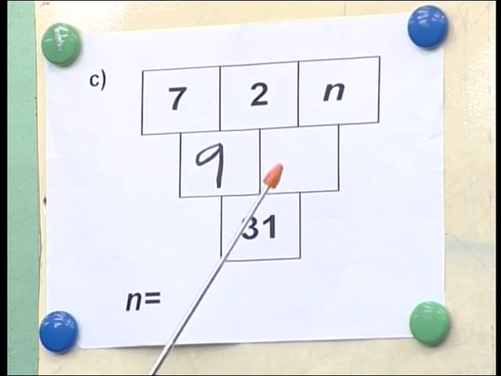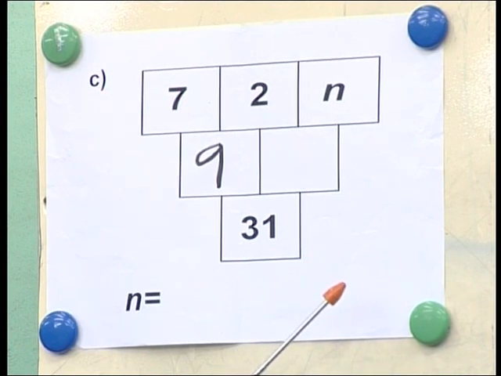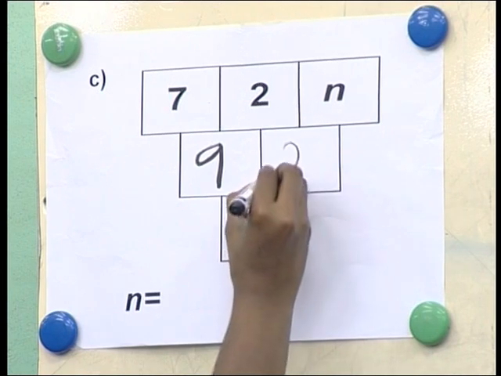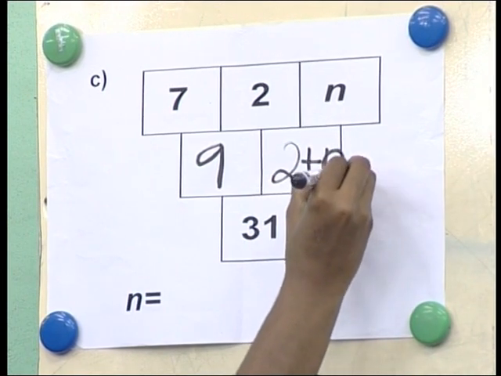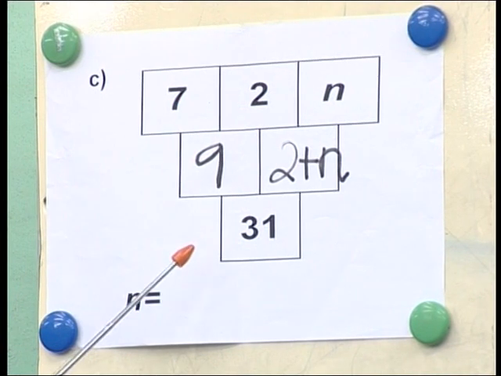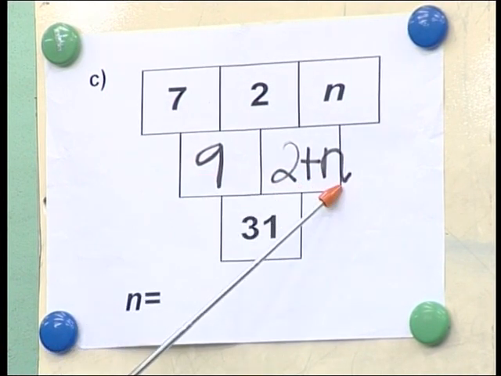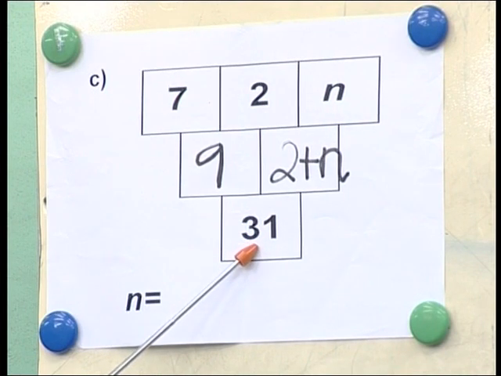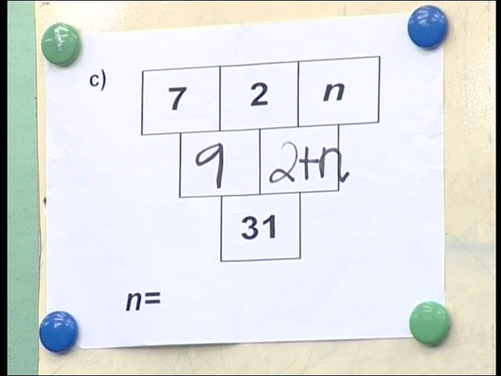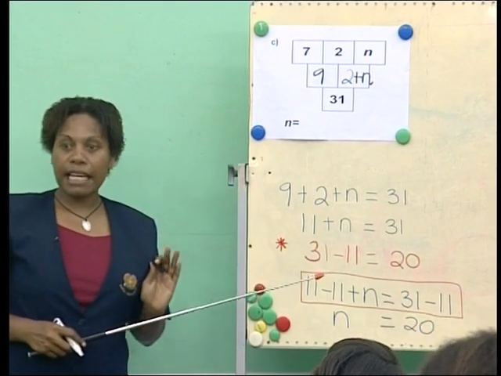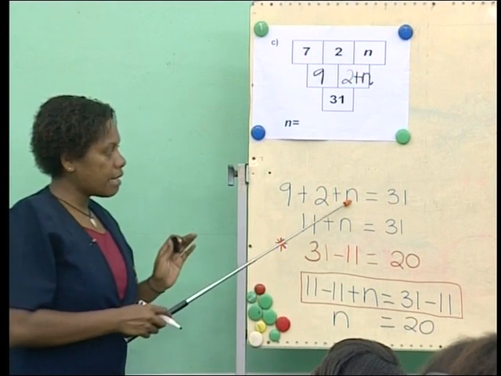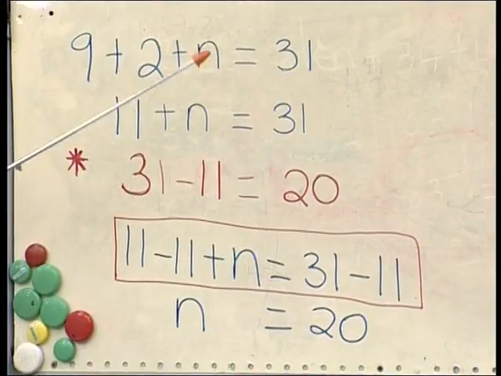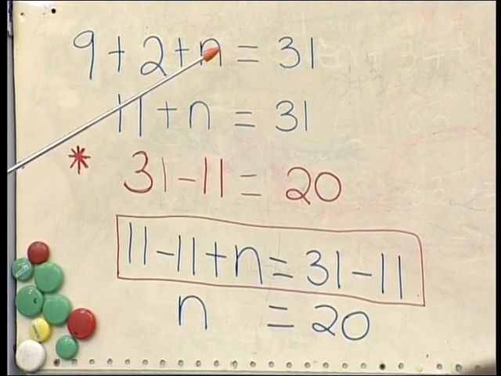Now what will I write in the second box? 2 plus n, all right? 2 plus n, okay, receiving students? So, 9, 2 plus n, and the total is 31. So, in order to find the value of n, I will have to write an expression here. In order to find the value of n, or the pronumeral, in other words, this letter you say pronumeral. Okay, this pronumeral is a letter that stands for a number.